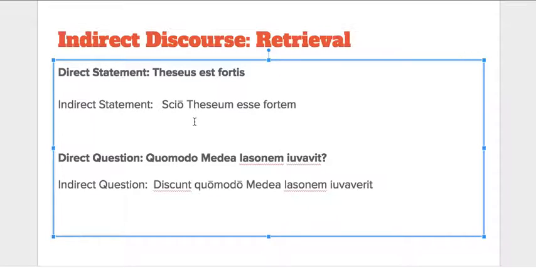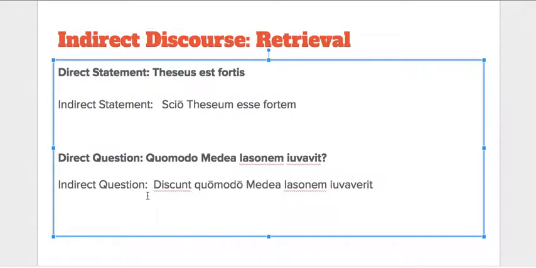And a reminder, how does that change things? Well, Theseus est fortis, right? If I want to report it, I could say, Scio, I know, Thesium esse fortem. So my subject's going to become accusative. That main verb in the direct statement, when we report it, is actually going to become an infinitive. And if we have something renaming Theseus, before it was nominative because Theseus is nominative, now it's going to be accusative because Thesium is accusative.